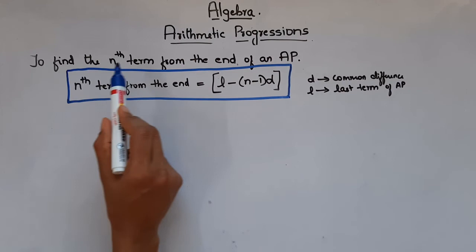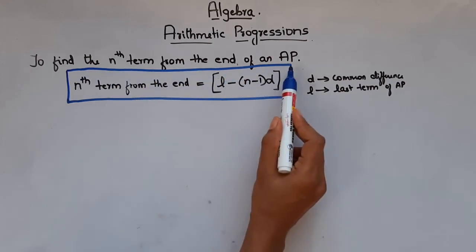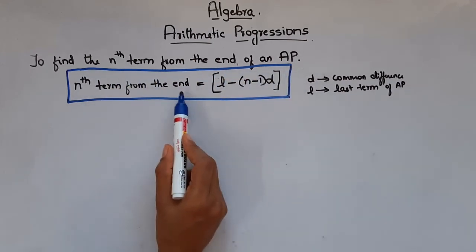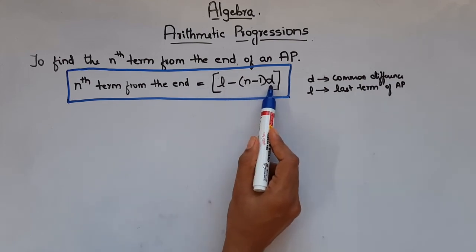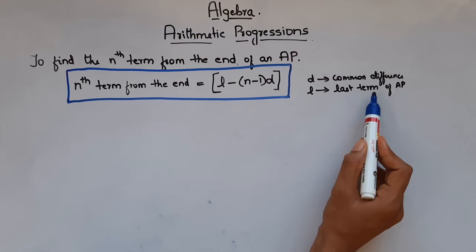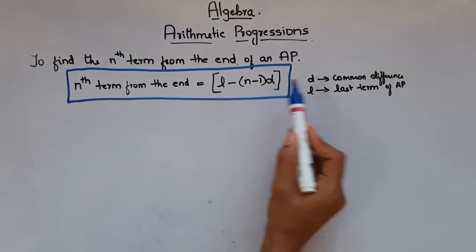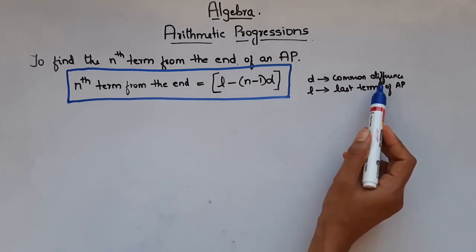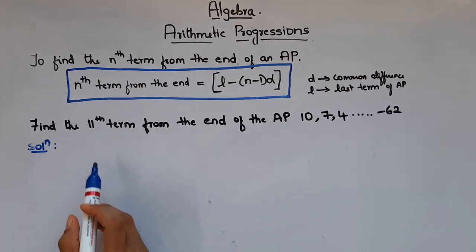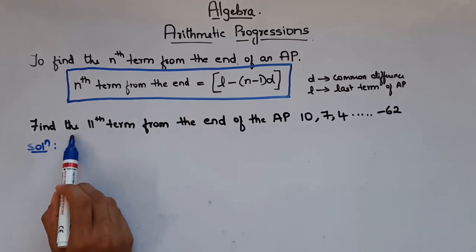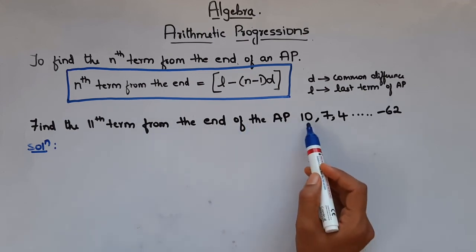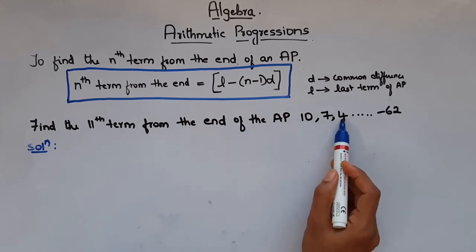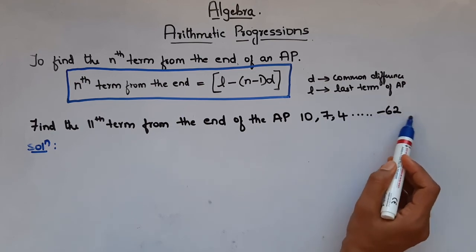Now let's see how to find the nth term from the end of an AP. So nth term from the end is given by L minus n minus 1 into D, where L is nothing but your last term of an AP and your D is the common difference. Now let's see one example. Here it says find the 11th term from the end of the AP, where AP is given as 10, 7, 4 and so on till minus 62.